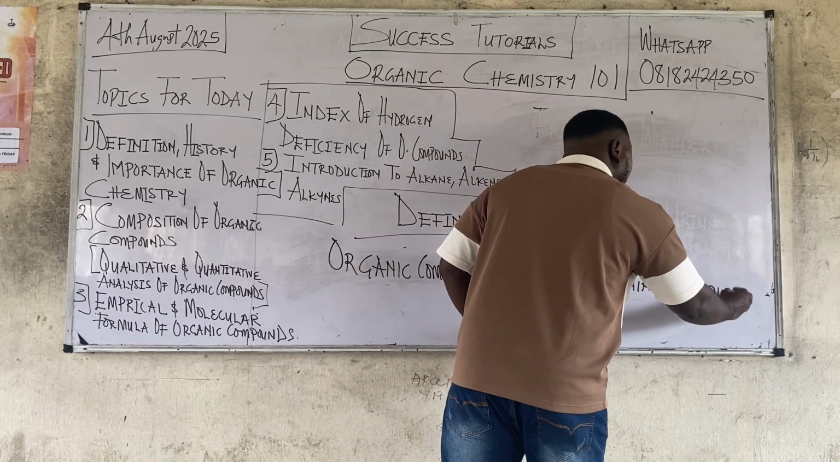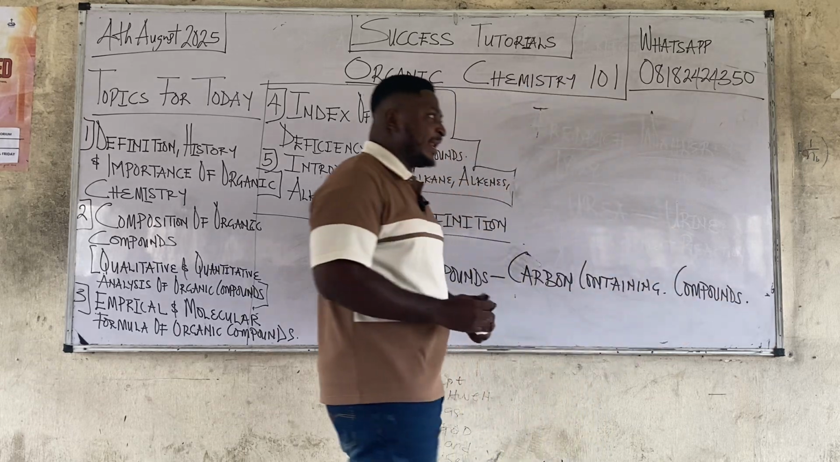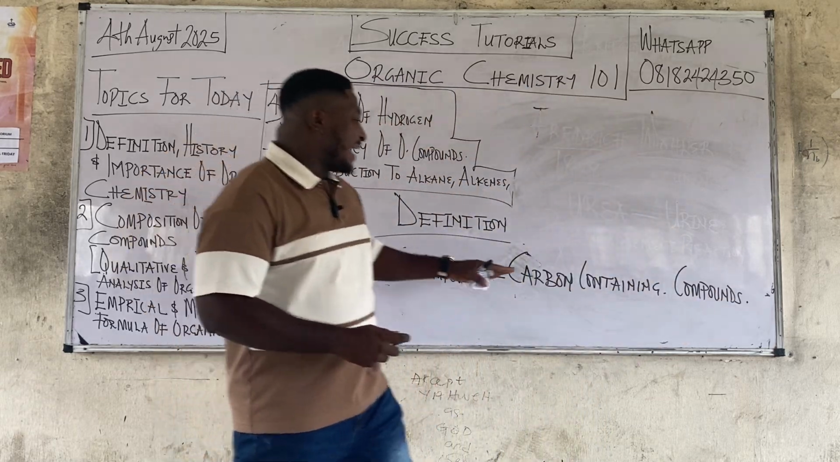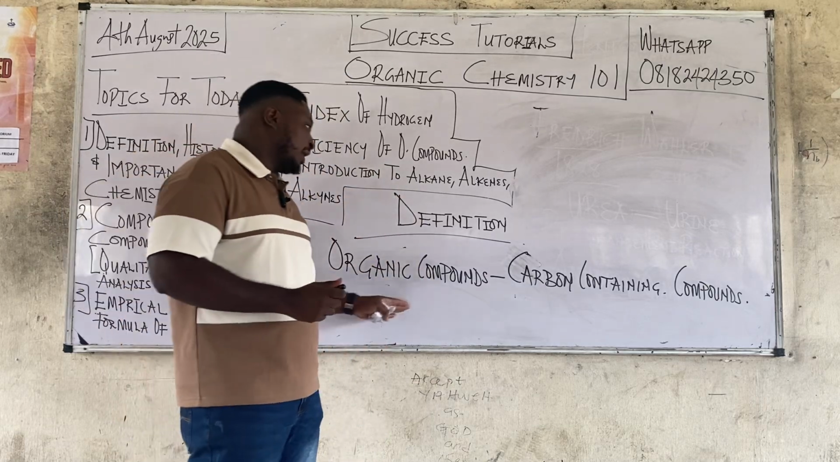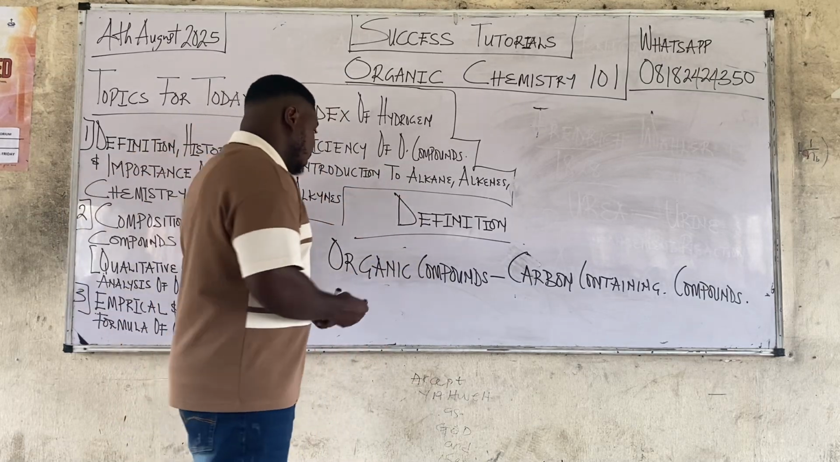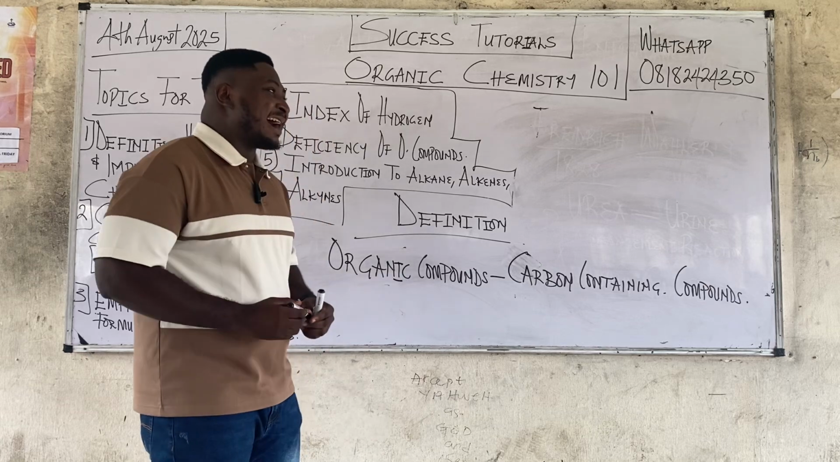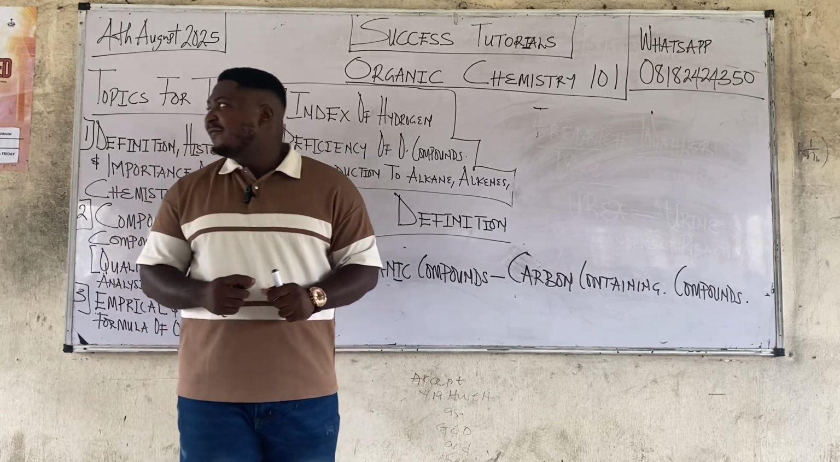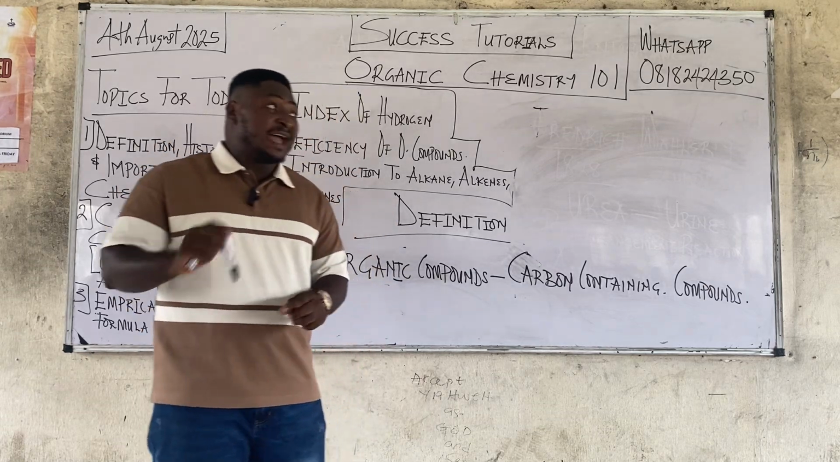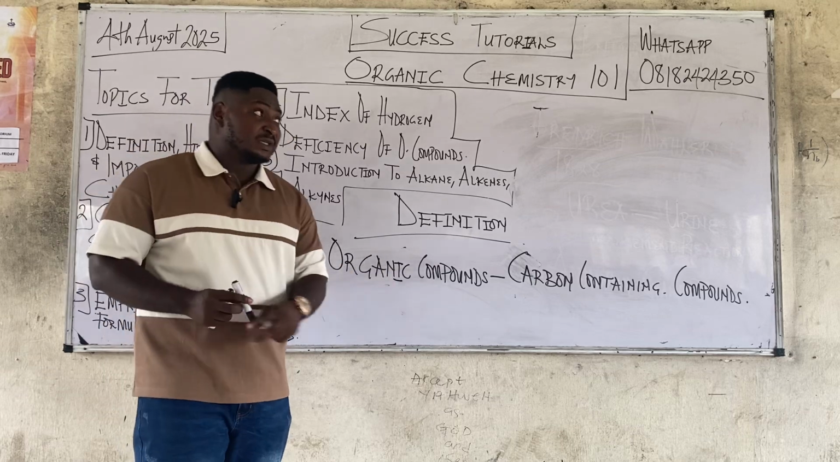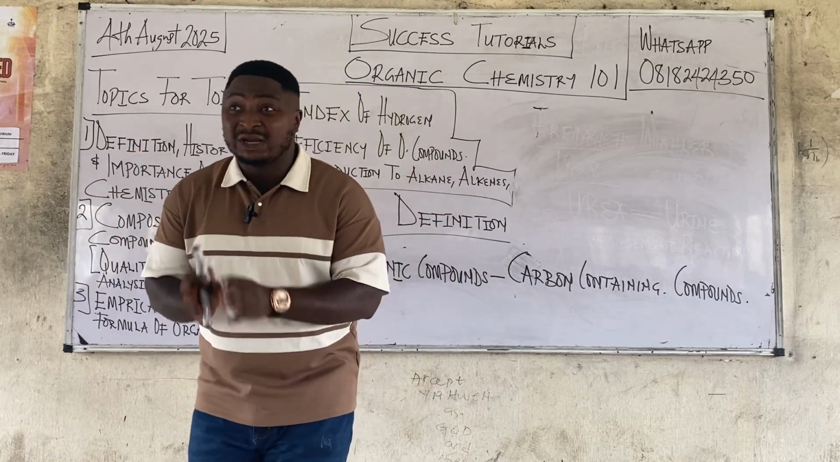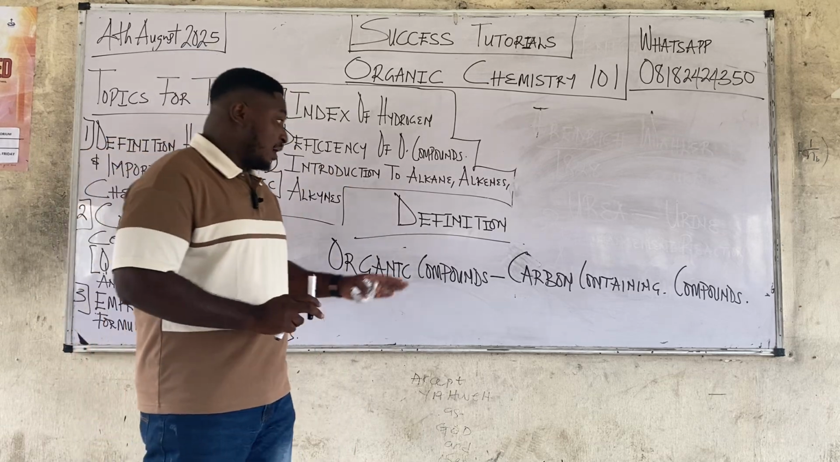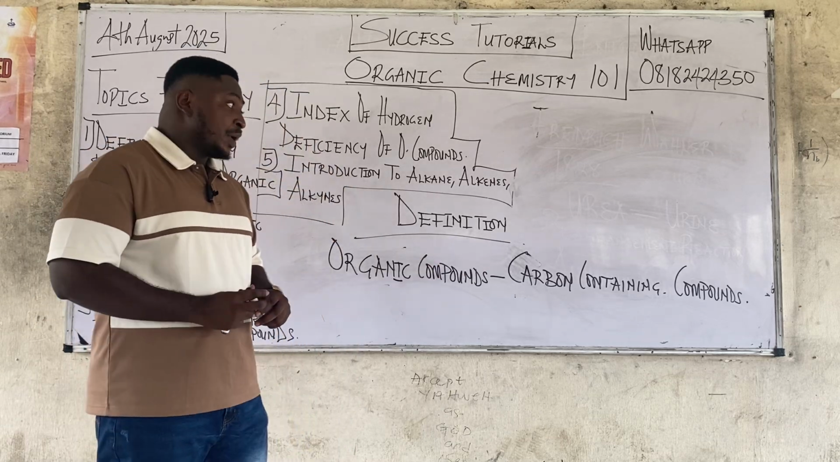So therefore, this is a more holistic definition of organic compounds. Organic compounds are carbon-containing compounds. All organic compounds contain carbon. This definition has passed the test of time till now. No scientist has been able to disprove it. If you don't see carbon in a compound, you are not allowed to even call it organic, class. Organic compounds are carbon-containing compounds.